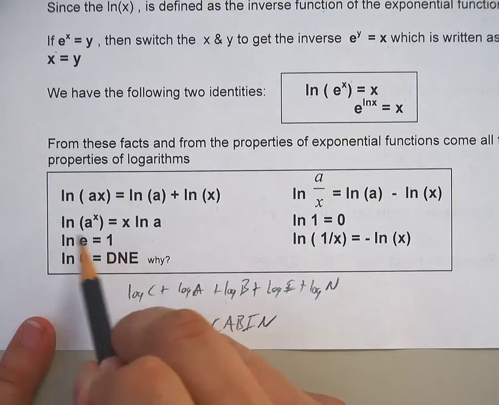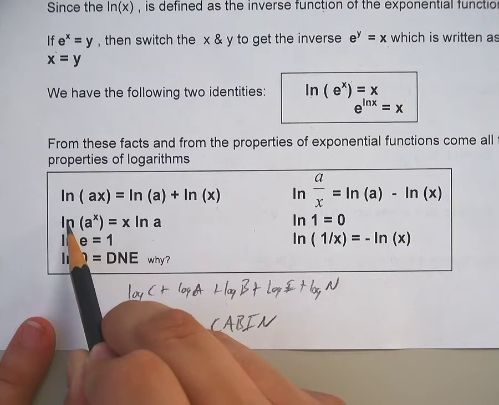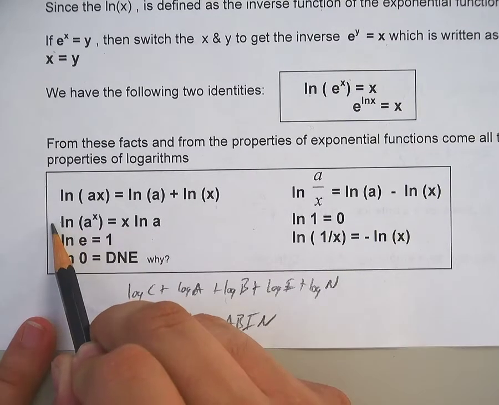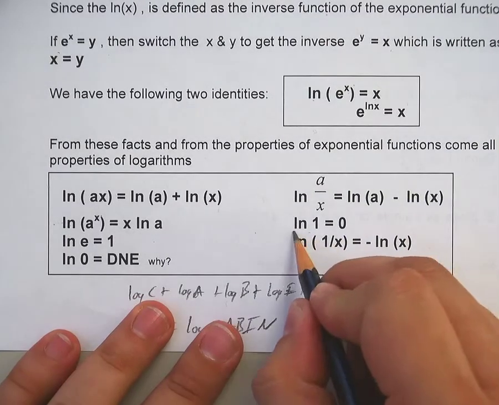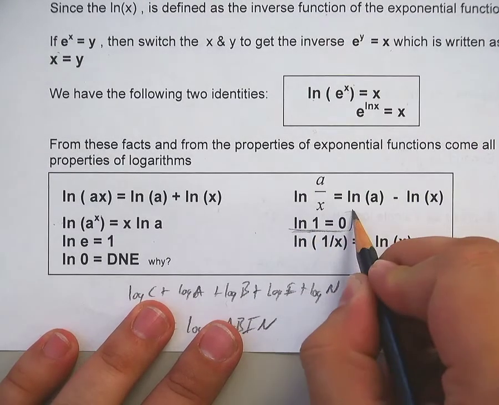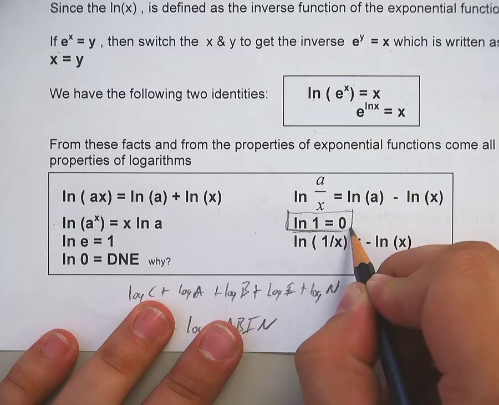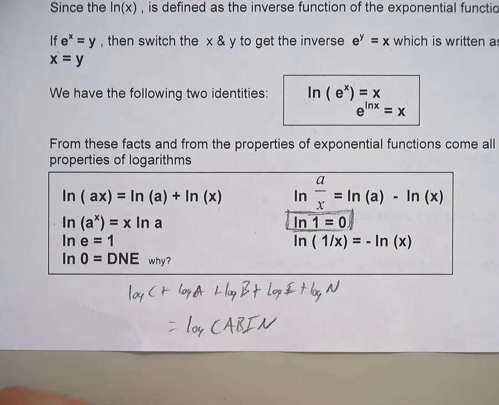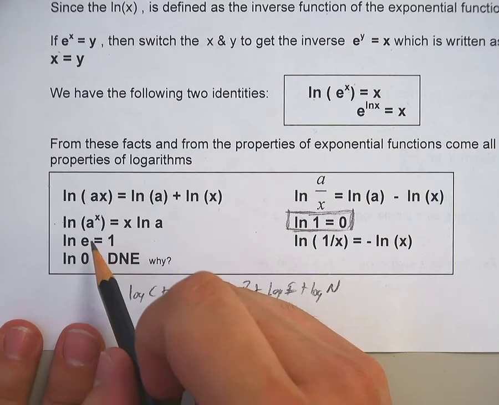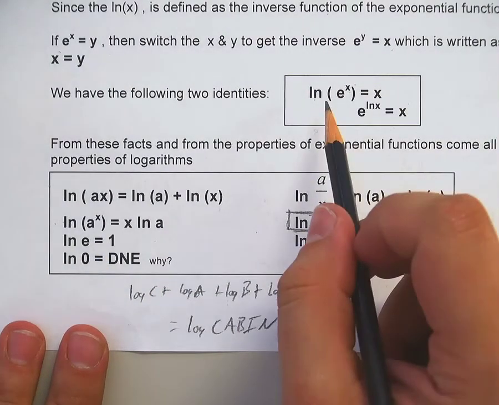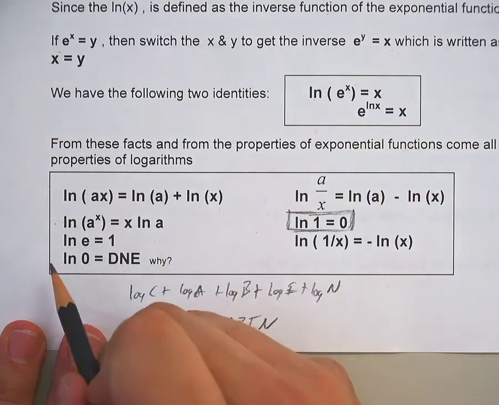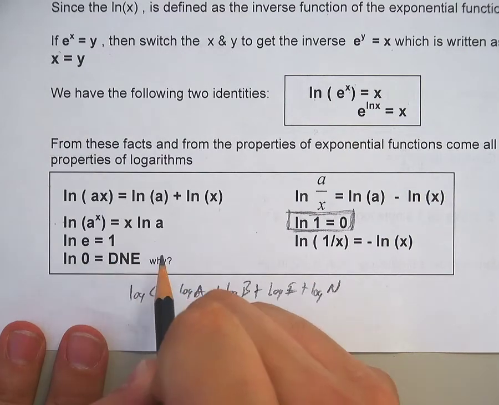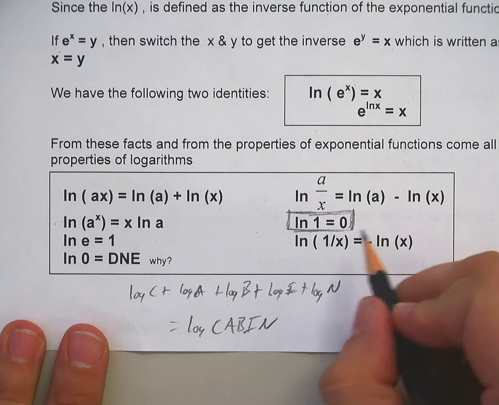This one's a really important one here. If you have a natural log, your exponent can drop down to the front and be multiplied. The natural log of 1 is 0. This is an important one right here. The natural log of 1 is 0. I'm going to put a little box around this one. That one's a big one. The natural log of e is 1. It's kind of like the natural log and e canceling out. The natural log of e is 1. The natural log of 0 does not exist. We'll talk about why in a second.